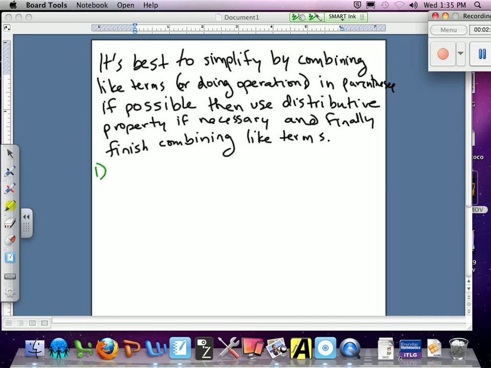So for example number 1, 4m minus 3 with a 2 on the outside of parentheses. Can I do any computations inside the parentheses? I cannot at this point, because the only thing I would be able to do in theory would be combining like terms, and all I have is subtraction there. So what would I get if I apply the distributive property to this expression? 8m minus 6. So 8m minus 6.